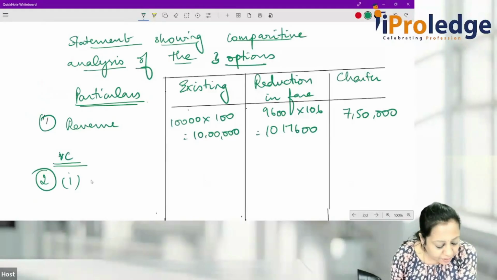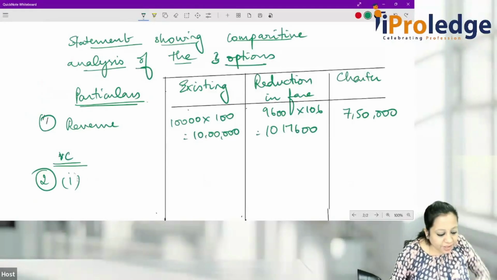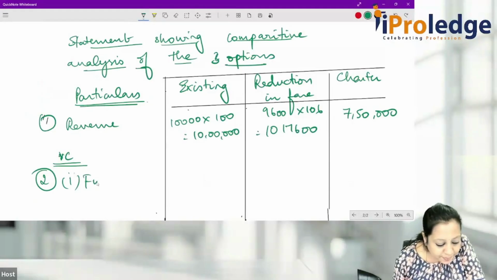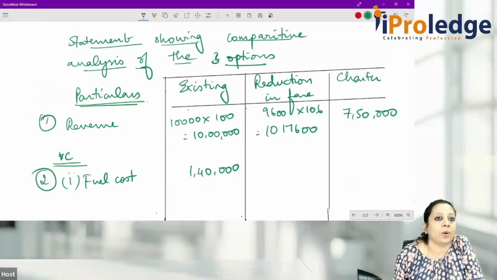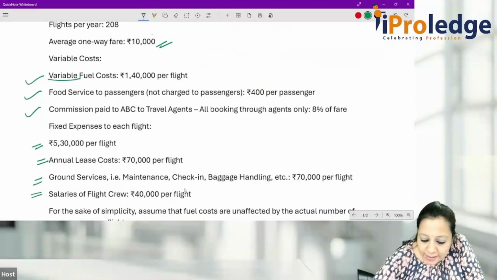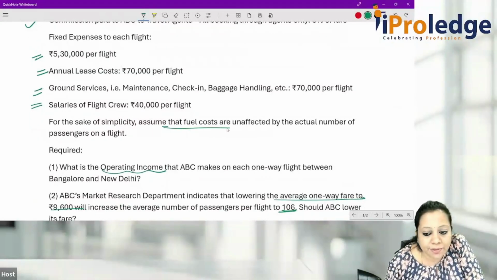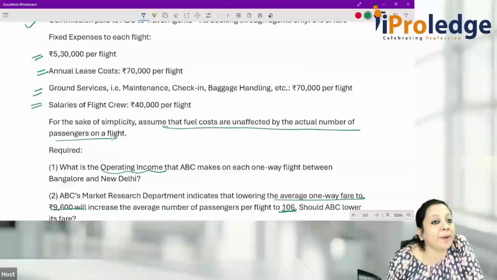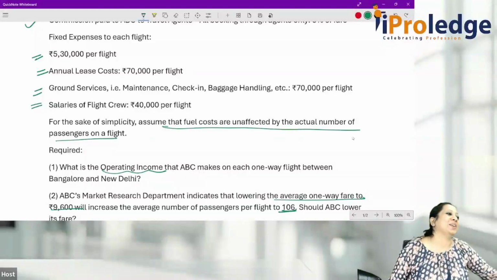So it is going to be the first one. Now we have discussed, so we will do it together right now. The first one is fuel cost. It is given to be 1,40,000. What about the next option? All of you see, they have given here, while we read also, that the fuel cost will be unaffected by the number of passengers in a flight. So the first option and second option will be the same.